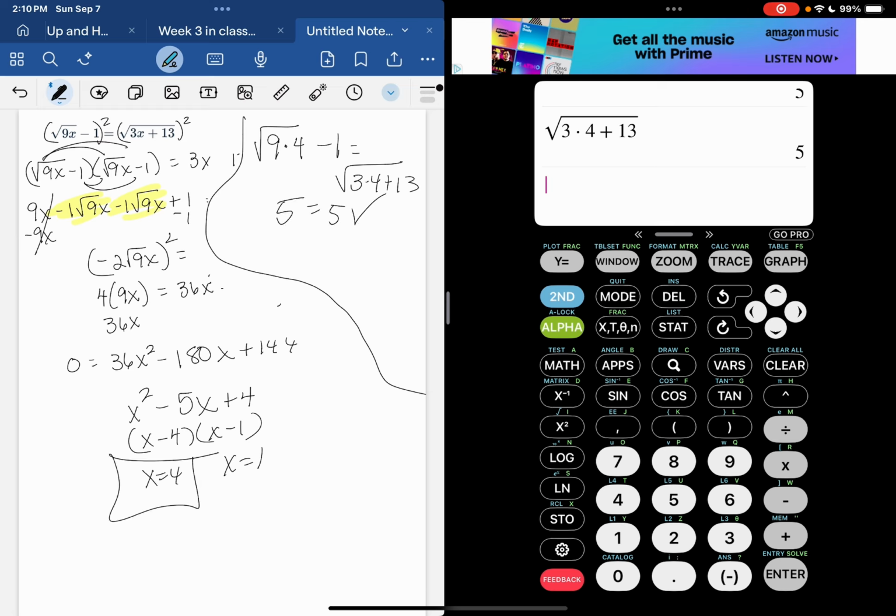Then I'm going to do the same thing with 1. I'm just going to type it in, not write it down. 9 times 1. I'm just plugging the 1 into the left side. And then I am plugging the 1 into 3 times 1 plus 13 on the right side. 2 does not equal 4. So that one you throw away. Okay.